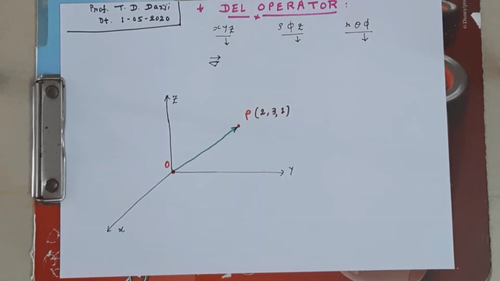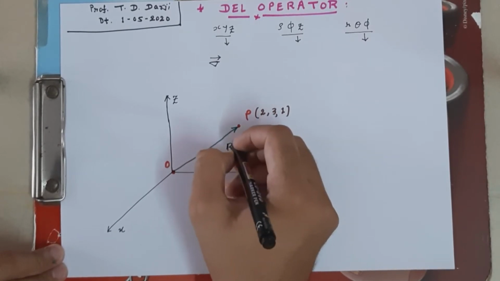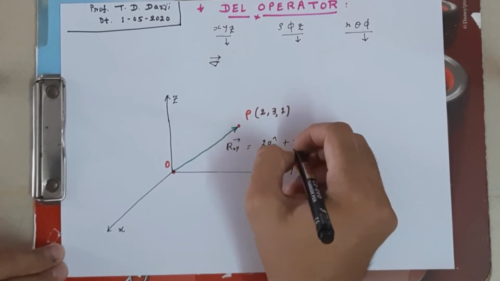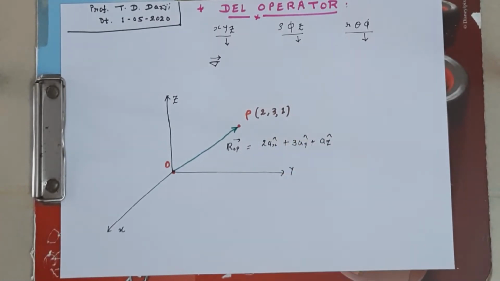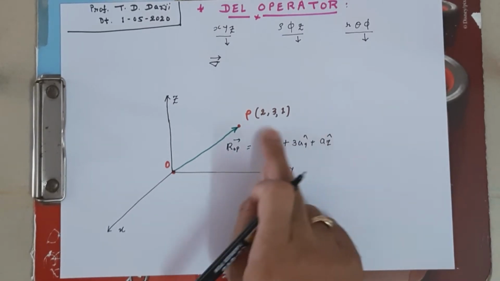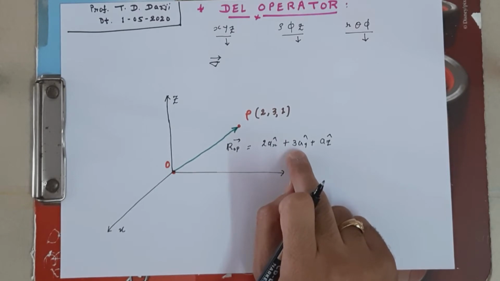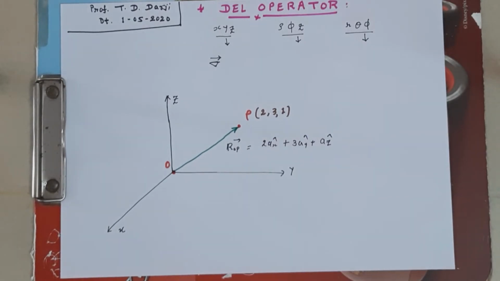So what is the equation of this vector? The equation of this vector is known as the OP vector, which is 2ax plus 3ay plus 1az. So this one is my OP vector. If you notice, this vector is a fixed vector. Fixed means these values are fixed. In the x direction it covers 2 distance, in the y direction it covers 3 steps, and in the z direction this vector covers 1 step. But suppose I draw one generalized vector.